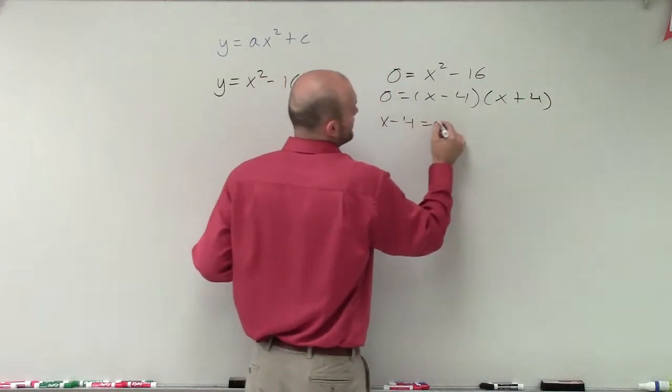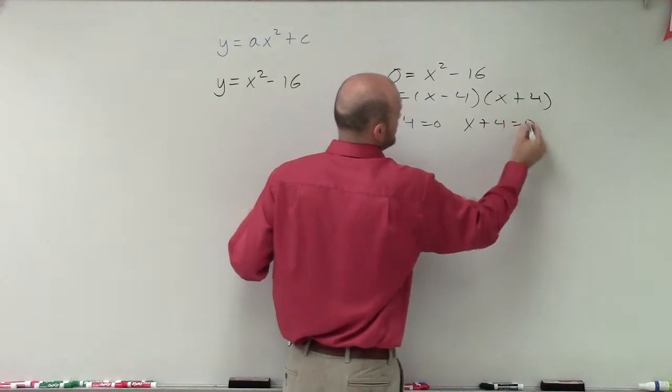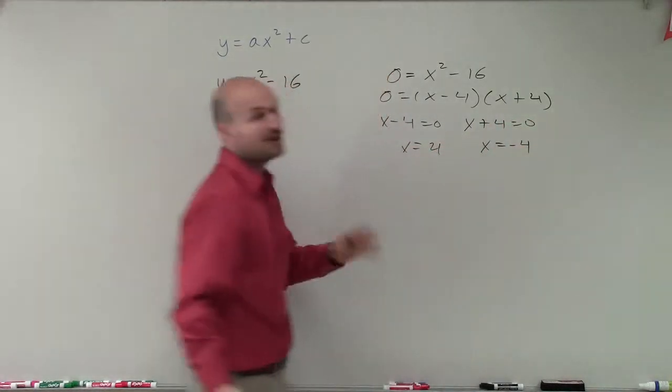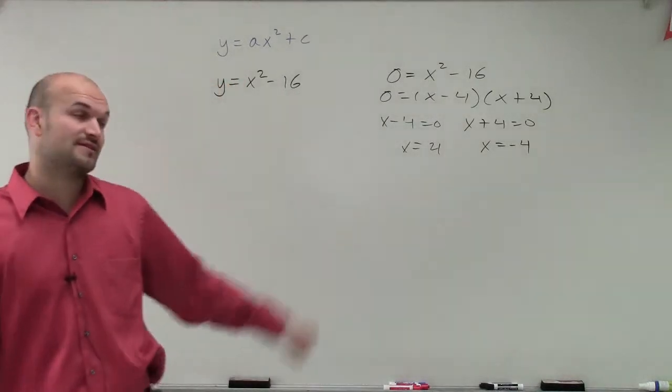Therefore, x minus 4 equals 0. x plus 4 equals 0. So x equals 4, and x equals negative 4. Now, that was by solving, by factoring, using the difference of two squares.